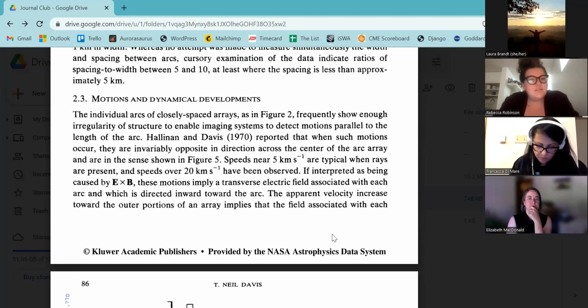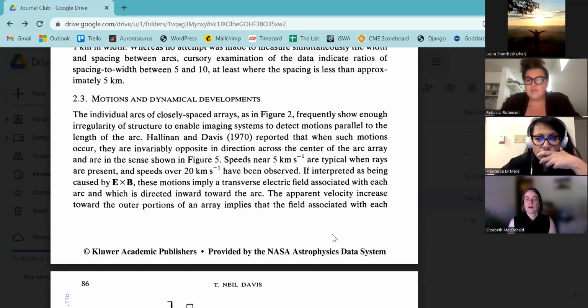Motions and dynamical developments. Here we go. The individual arcs of closely spaced arrays, as in figure 2, frequently show enough irregularity of structure to enable imaging systems to detect motions parallel to the length of the arc. Hallinan and Davis, 1970, reported that when such motions occur, they are invariably opposite in direction across the center of the arc array and are in the sense shown in figure 5. Speeds near 5 kilometers per second are typical when rays are present, and speeds over 20 kilometers per second have been observed.